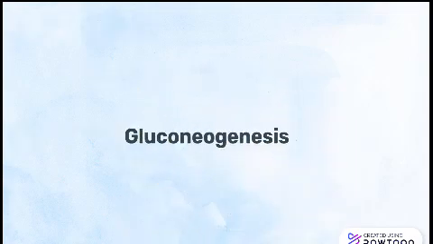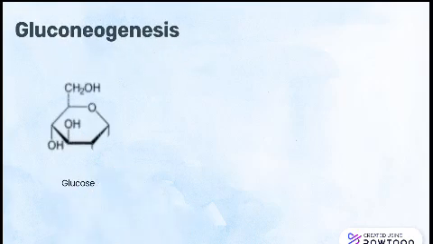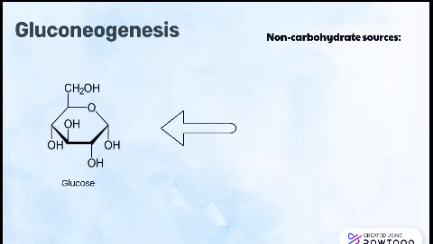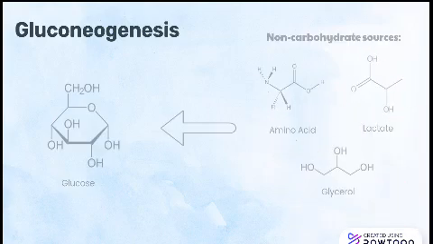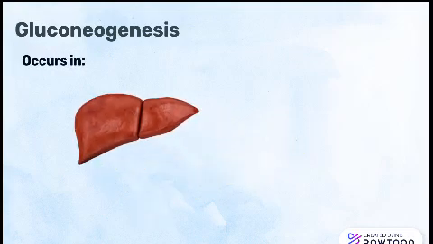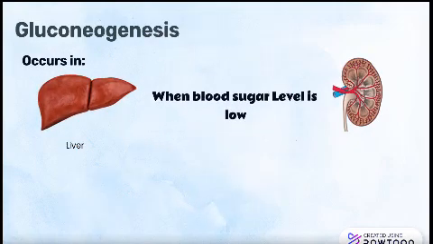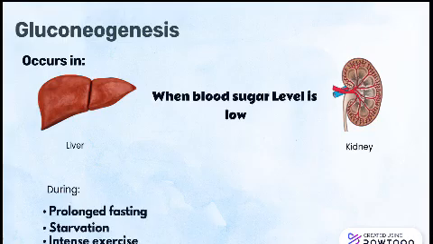Next, let's look at gluconeogenesis. Gluconeogenesis is the process of making new glucose in the body from non-carbohydrate sources, such as amino acids from proteins, lactate from muscles, and glycerol from fats. This process mainly occurs in the liver and sometimes in the kidney when blood sugar level is low, such as during prolonged fasting, starvation, or intense exercise.